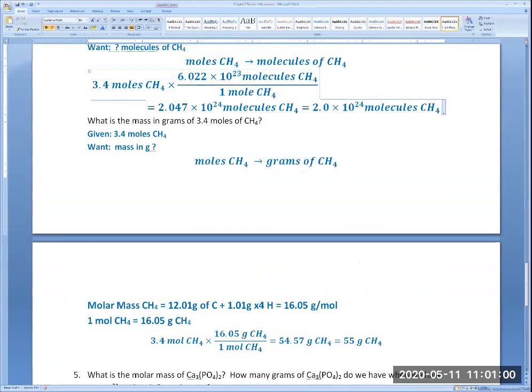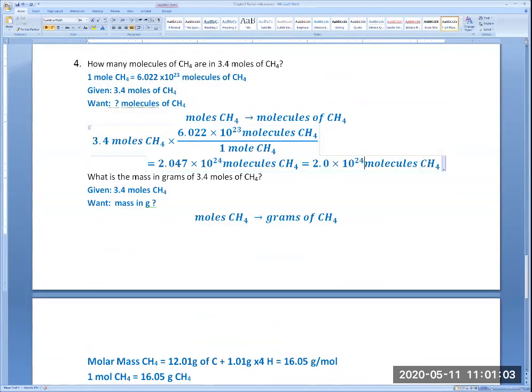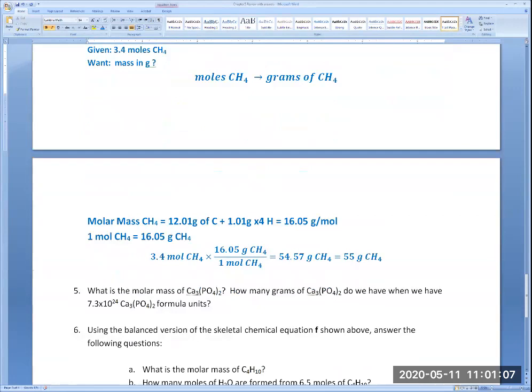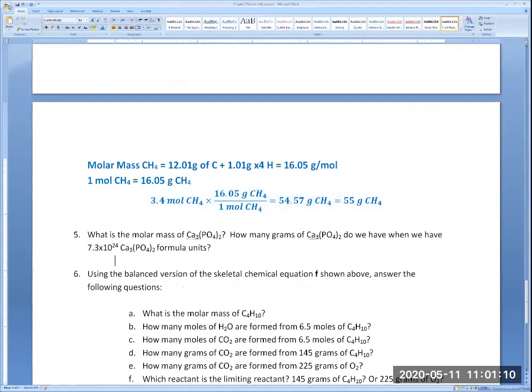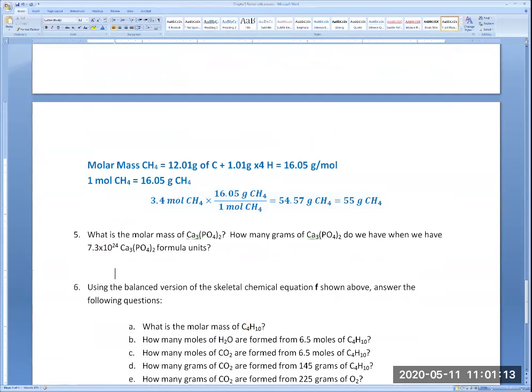So these are simple conversions that introduce the definition of the mole and the molar mass. Let's do problem 5, unless you have some questions. Please don't hesitate to stop here. So, problem 5: what is the molar mass of Ca3(PO4)2? That's an ionic compound made of the metal calcium and the polyatomic ion phosphate, and you have 2 phosphates for 3 calciums.